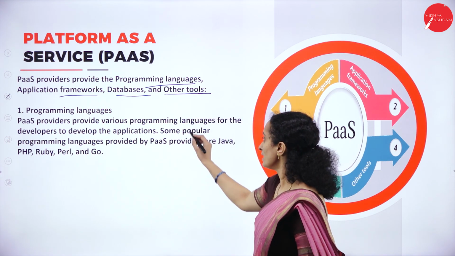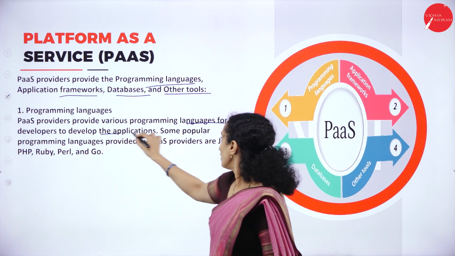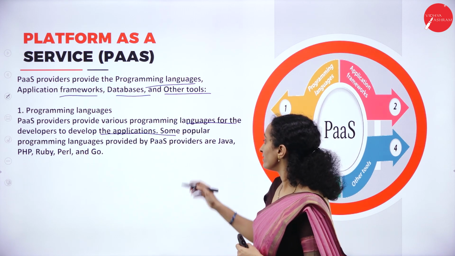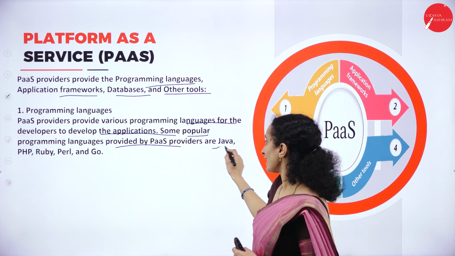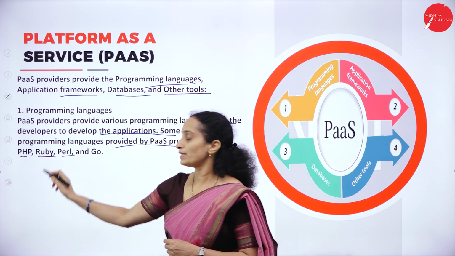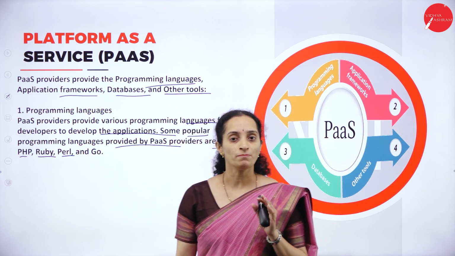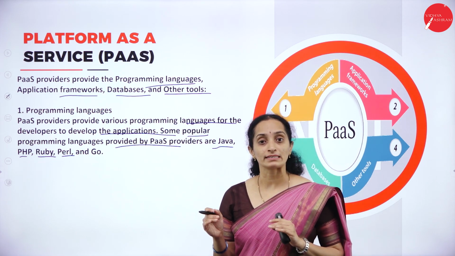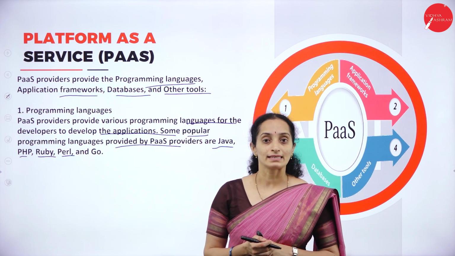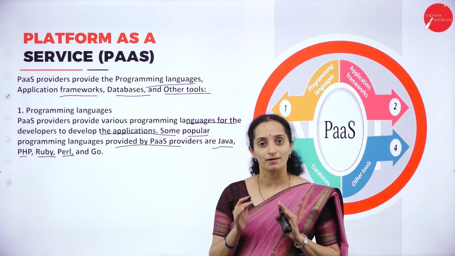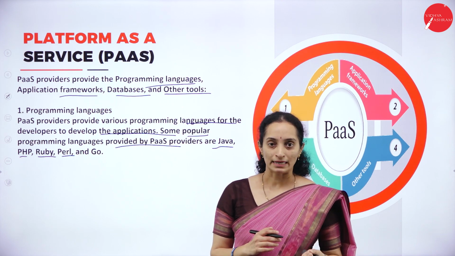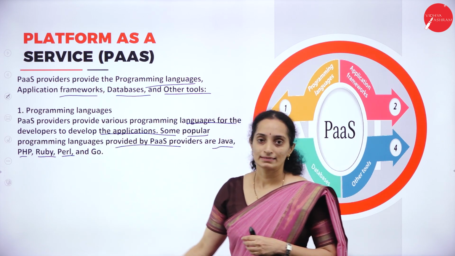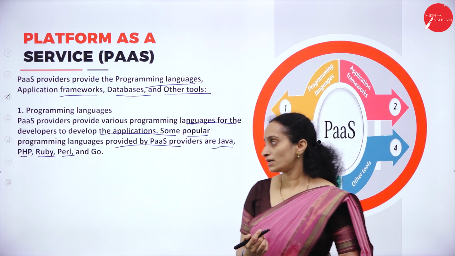In programming languages, various languages are provided for the developers to develop the applications. Different web application languages and other popular programming languages like Java, PHP, Ruby and Perl. Mainly they provide the platform for web applications. Even standalone applications they can provide the service for, but the thing is security will be less in the case of software meant for standalone applications. For web applications, general applications, you can get the programming languages from the cloud itself.